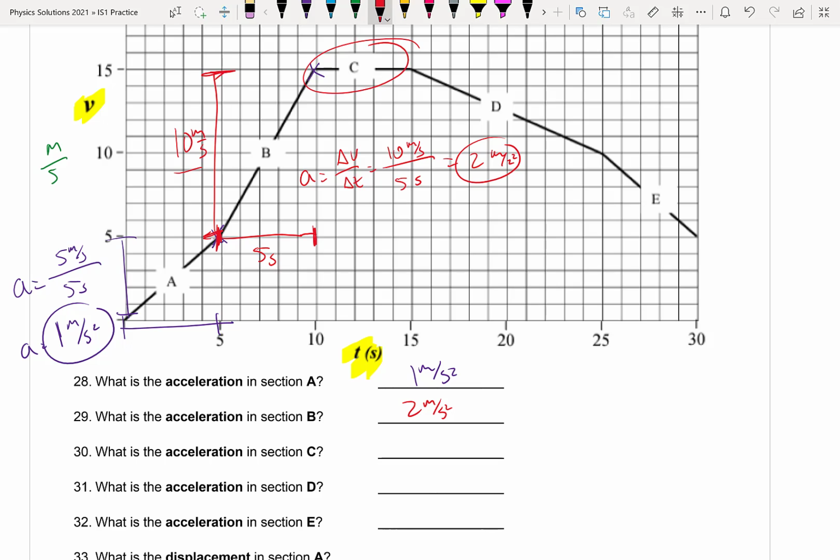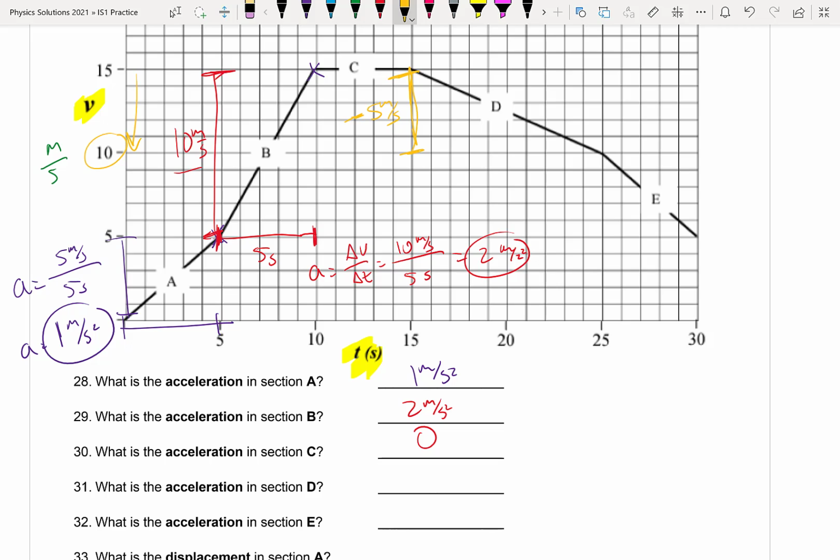I can see that C is a horizontal line, so it's going to give me 0 for a slope. For D, let's see, it changes in the horizontal position this much. So it looks like a change of -5 meters per second because we're going from 15 to 10. So final minus initial will be 10 minus 15. That's why I got -5.